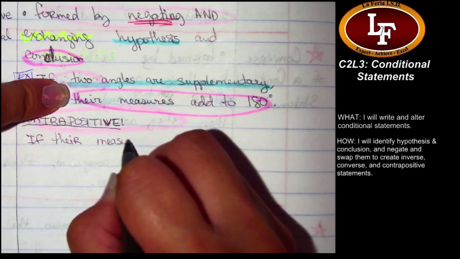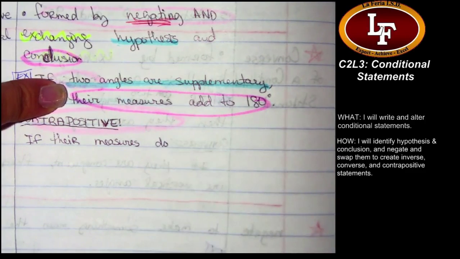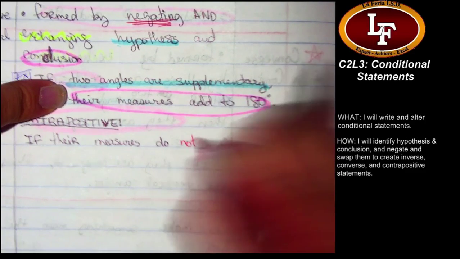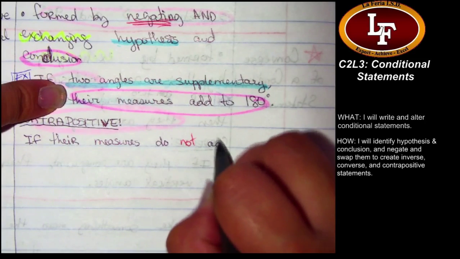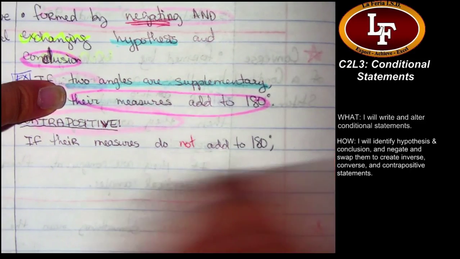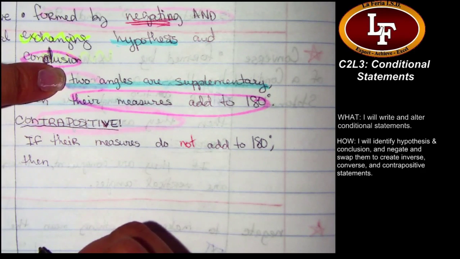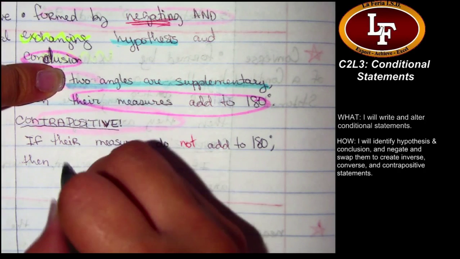He took the old conclusion and then he negated it. If their measures do not add to 180, comma, then the two angles are not supplementary.